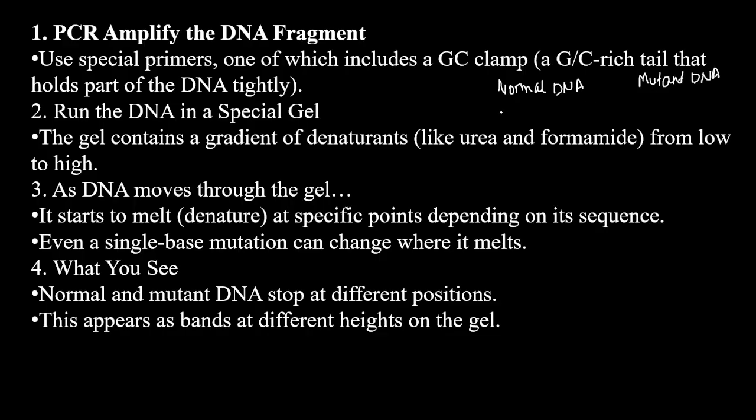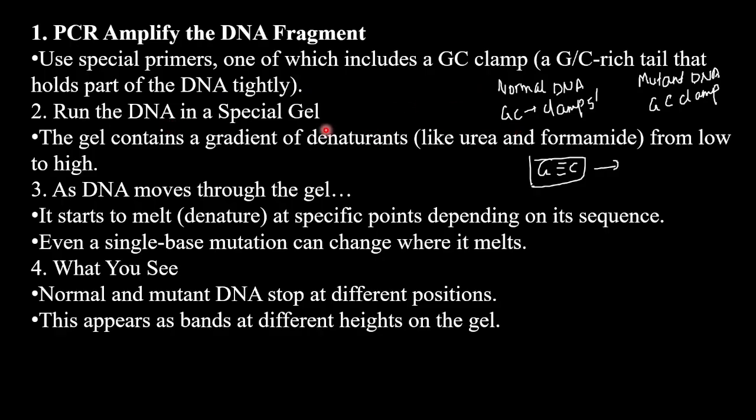Each of these primer pairs will have the GC clamp at the 5' end. The primers designed for the mutated DNA will also have the GC clamp. And why GC clamp? Because G and C have triple hydrogen bonds, so they are highly stable. It holds parts of the DNA tightly. So now if you see here, a special primer, one of which includes the GC clamp that holds parts of the DNA tightly.